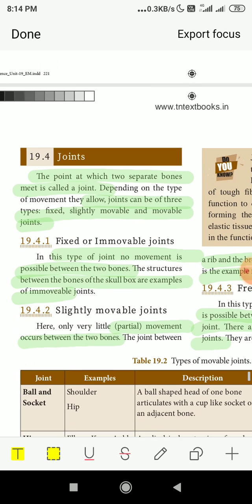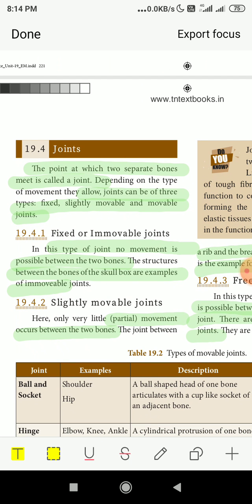So what is a joint? The point at which two separate bones meet is called a joint. Where two bones meet together, that part is called a joint. Between our arm and the shoulder bone, there is a joint. And between the forearm and this, there is a joint.